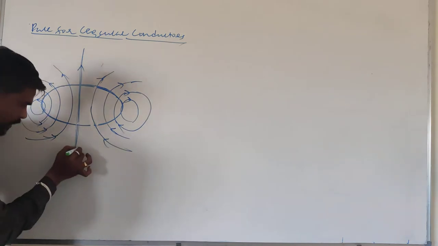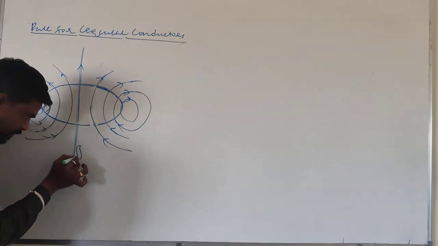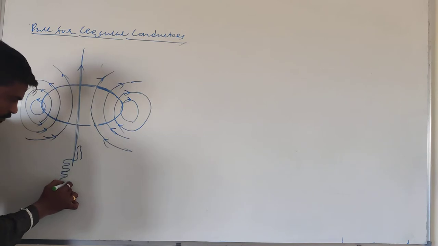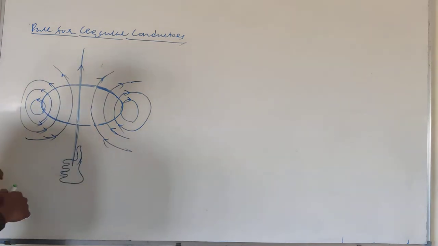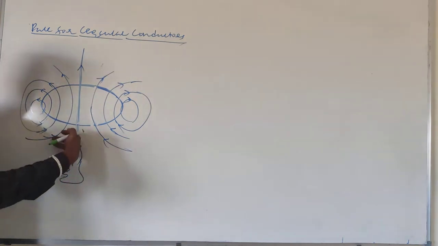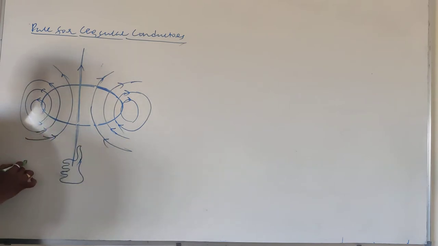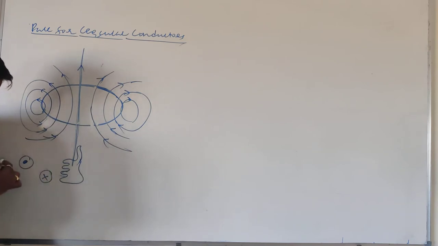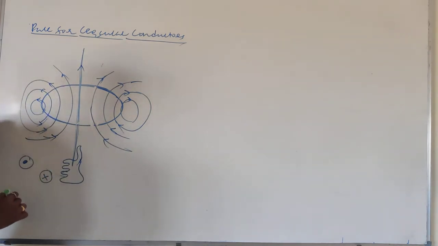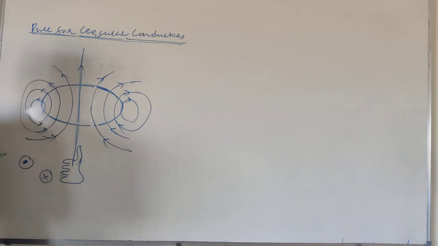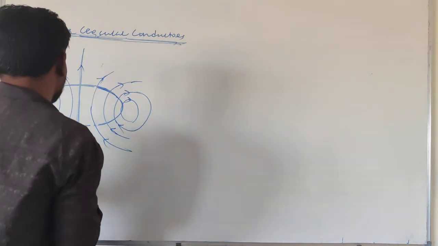If we show it like this, I am going to simply draw. Whatever direction you are curling, yesterday I told, if the field is out of the paper, that is a dot in a circle. If it is going inside, that is a cross in a circle. So this is the rule for circular conductors. Very important thing, the rule for circular conductors.